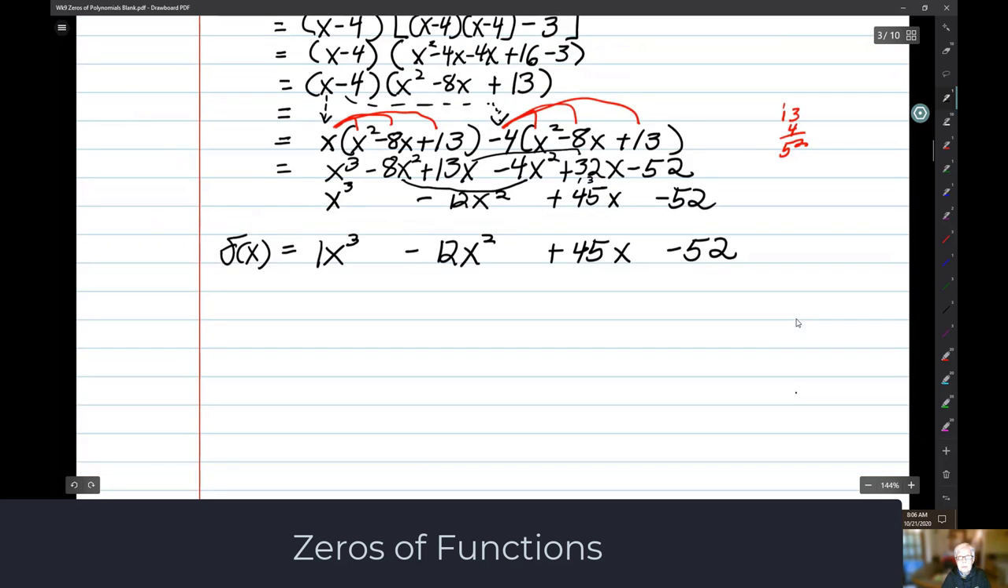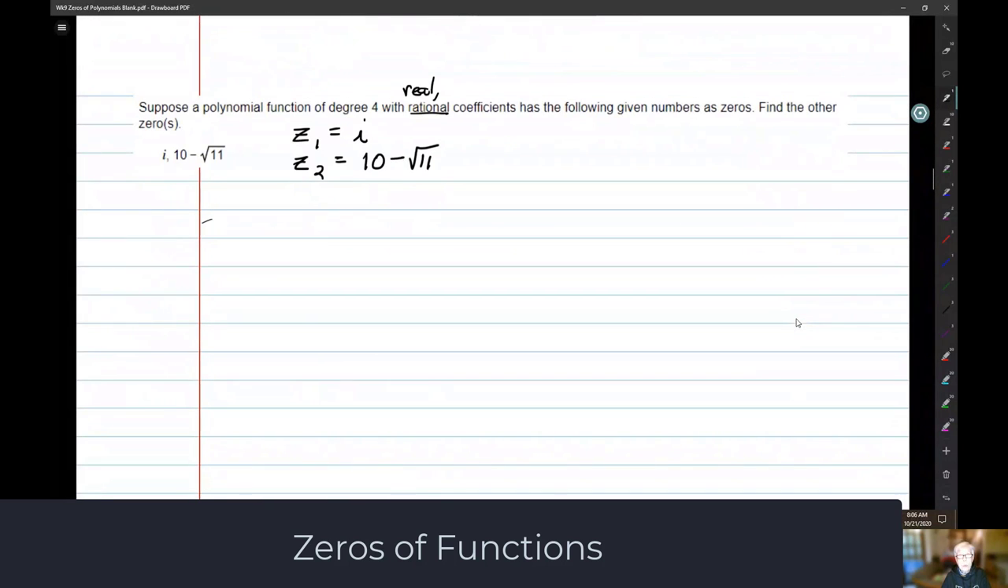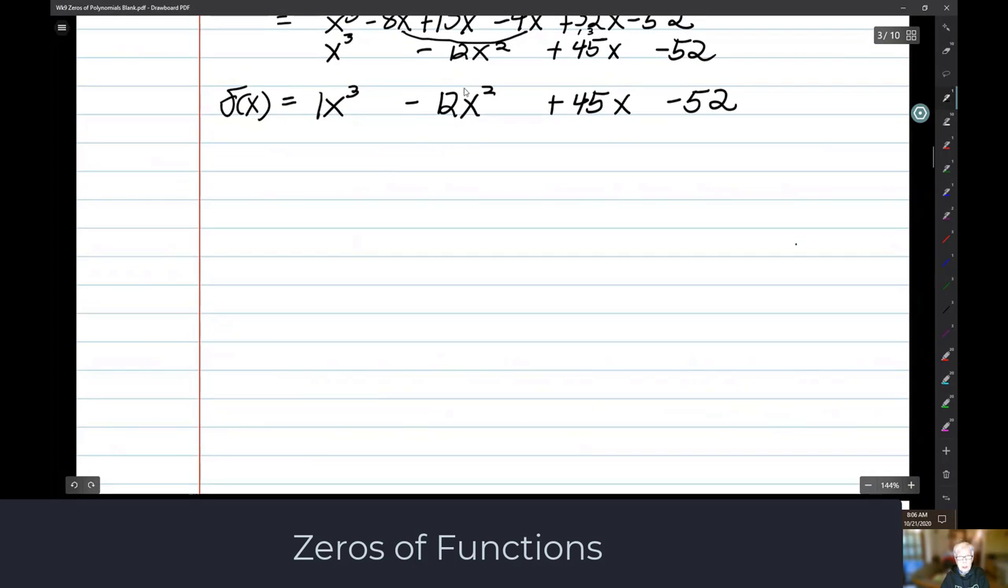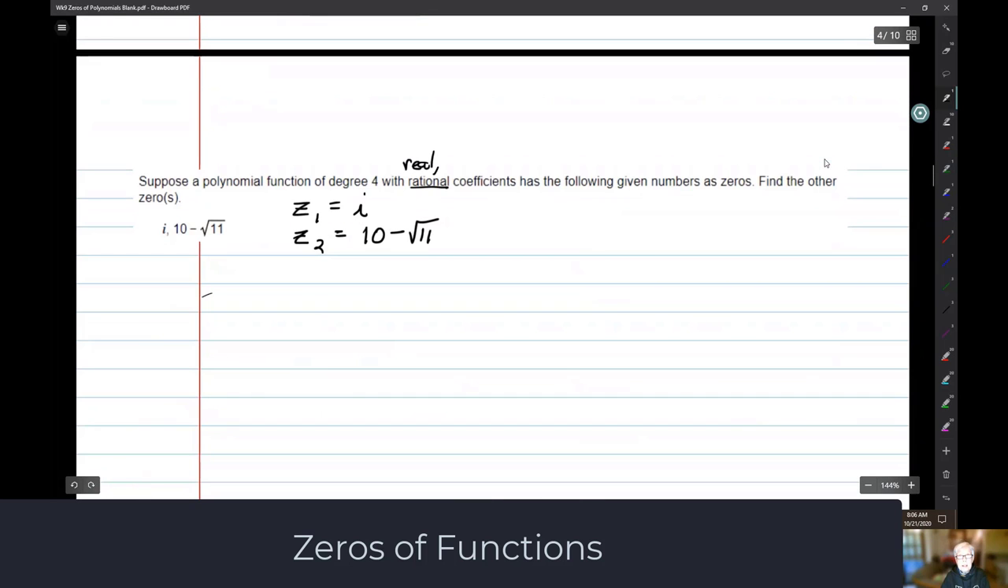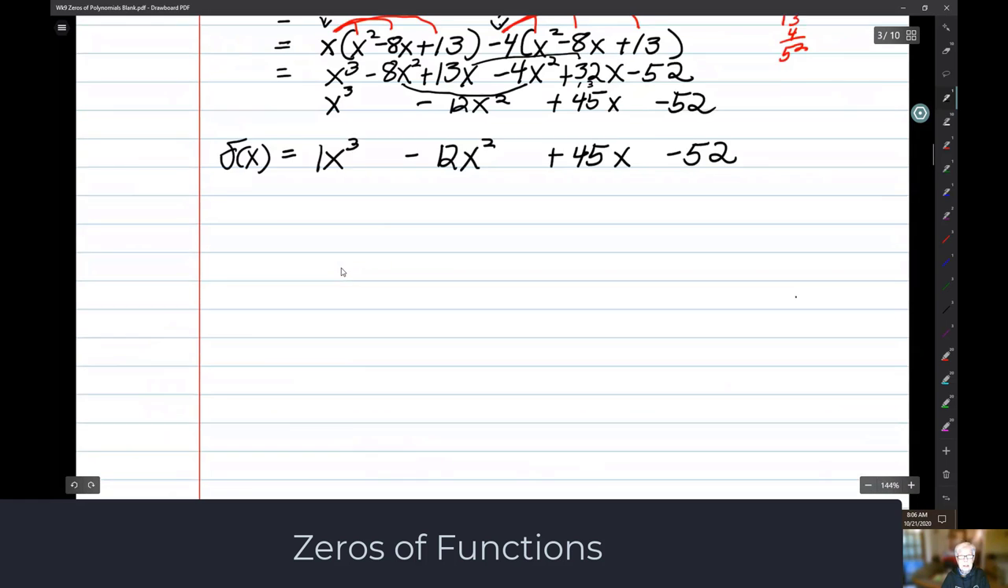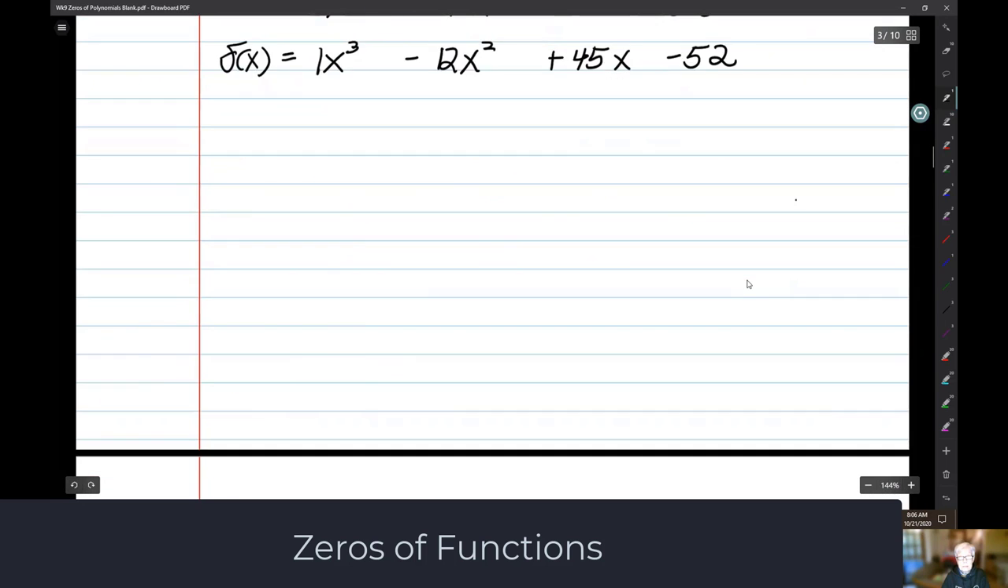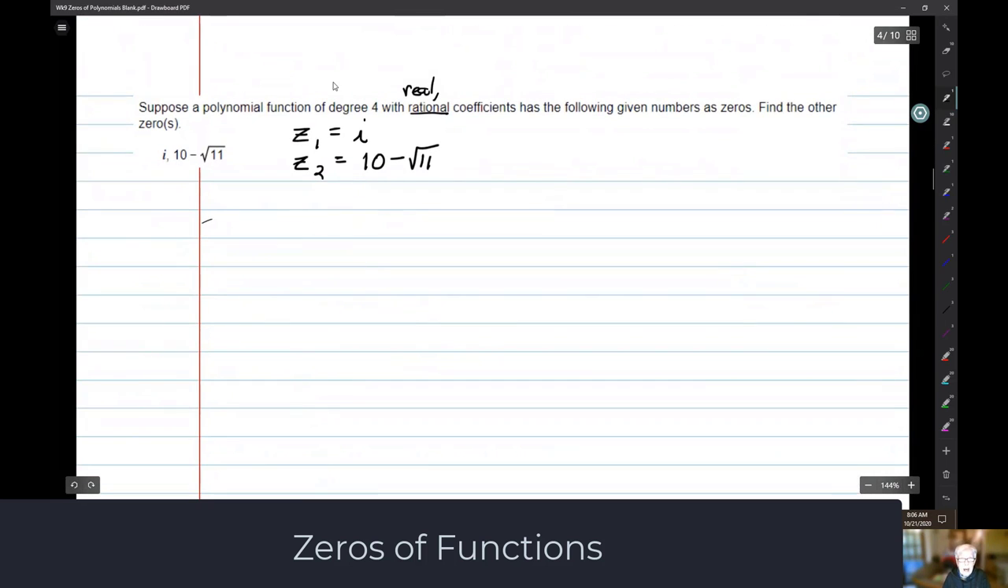We don't want any i terms in our final answer, and we don't want any radicals in our final answer. We just want normal looking numbers. For that to happen, well, certainly to have degree 4, we have to have 2 more zeros. And there's a rule that makes us come up with it. When we're going to have real rational coefficients, the numbers in front of the variables, we have to have the conjugate of each one of these terms also be zeros.